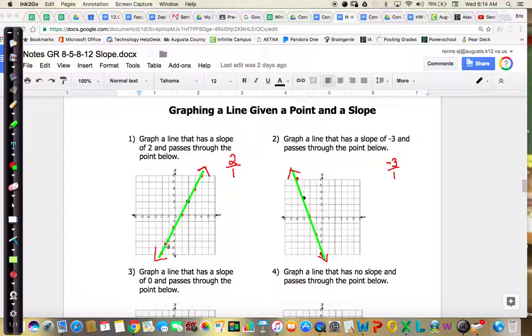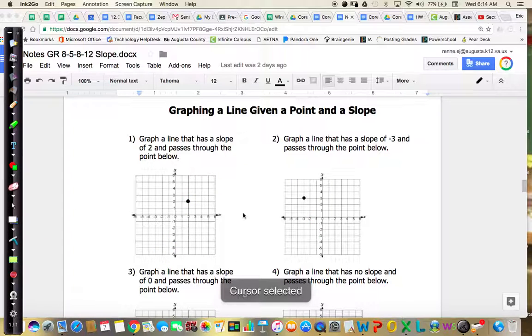Now, going back to this first one, remember when we read it like a book from left to right, a positive slope will slope up. And when I read it from left to right, a negative slope will slope down. So that's another indicator that your graph is correct as far as positive and negative. Okay, moving on to example number 3.